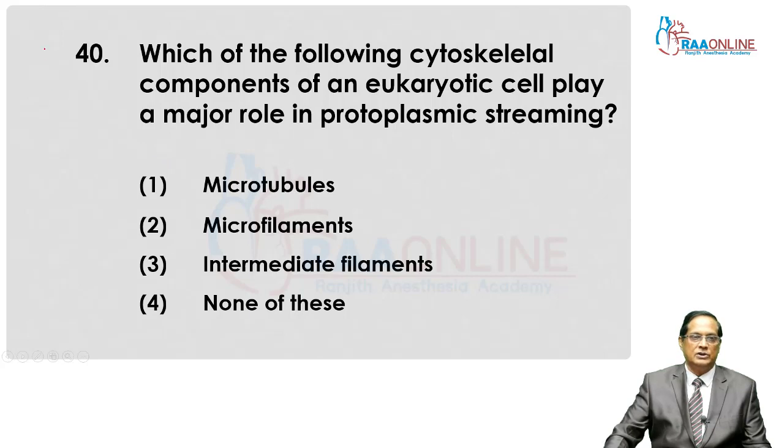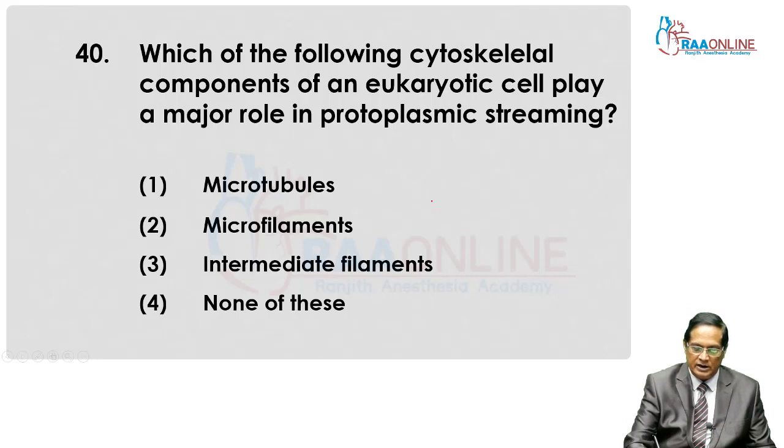Cytoskeleton. For the formation of cytoskeleton all 3 are required, that is microtubule, microfilament and intermediate filament. All 3 are part of the cytoskeleton, and they are special proteinous structures.